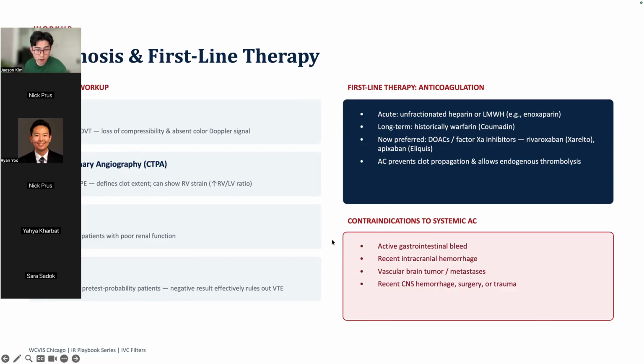And now this box on the bottom right corner is the important one for us because it's basically the doorway into this whole procedure and this device. There are situations where you can't give a patient a blood thinner. For example, if the patient has an active bleed in the gut, a recent bleed in the brain, certain brain tumors, or recent surgery or trauma to the nervous system. And so those patients are the reason why these IVC filters exist. For everyone else, the answer is just to use anticoagulants.